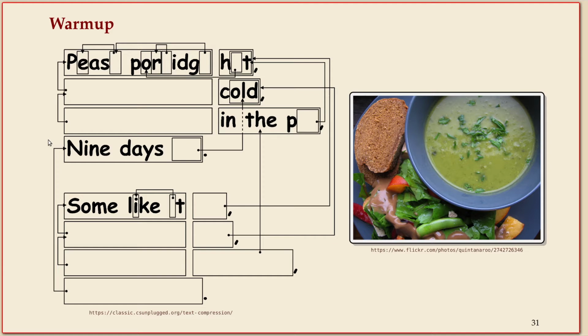Of course, the poem reads: peas porridge hot, peas porridge cold, peas porridge in the pot, nine days old. Some like it hot, some like it cold, some like it in the pot, nine days old.